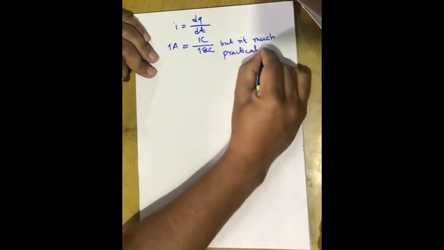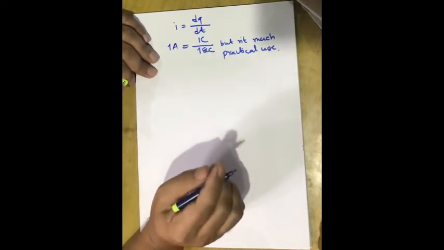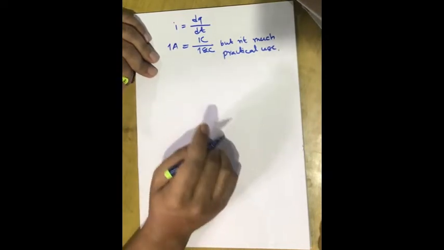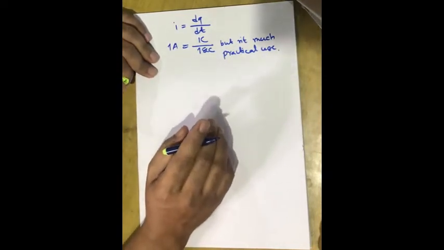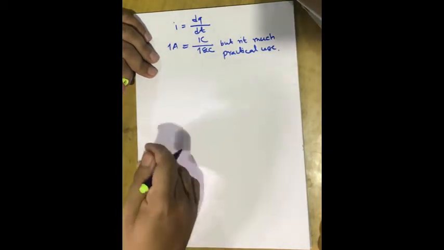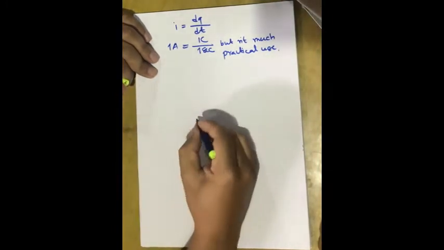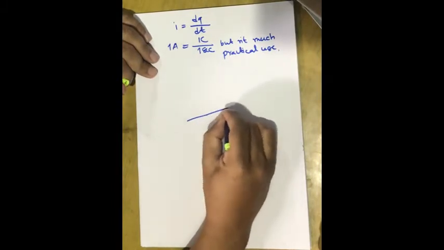Now we are going to define a very practical definition of ampere. For that definition, we are going to use the earlier concept which I have already discussed, basically the magnetic field due to an infinite current carrying wire. Suppose you put an infinite current carrying wire like this.